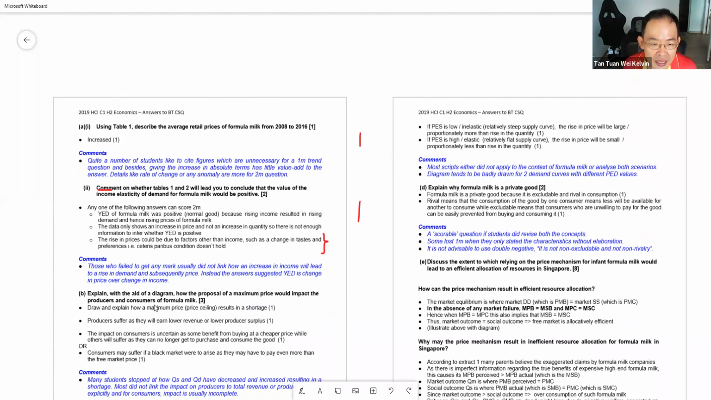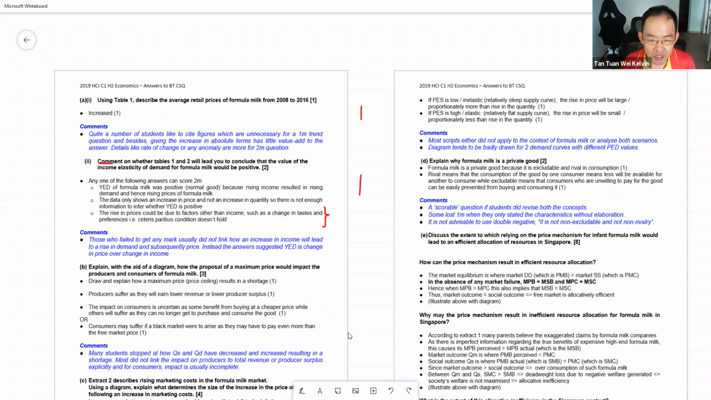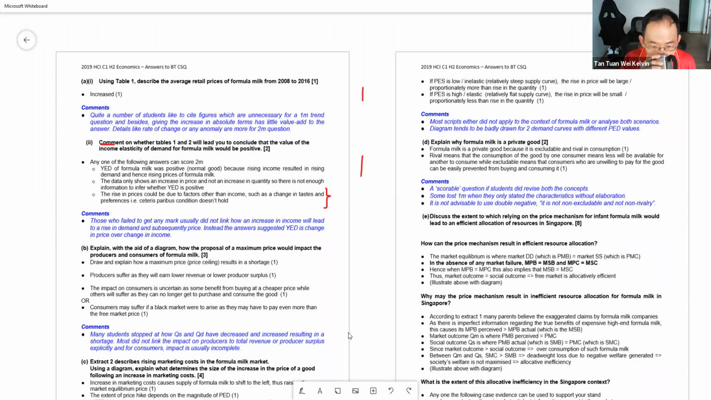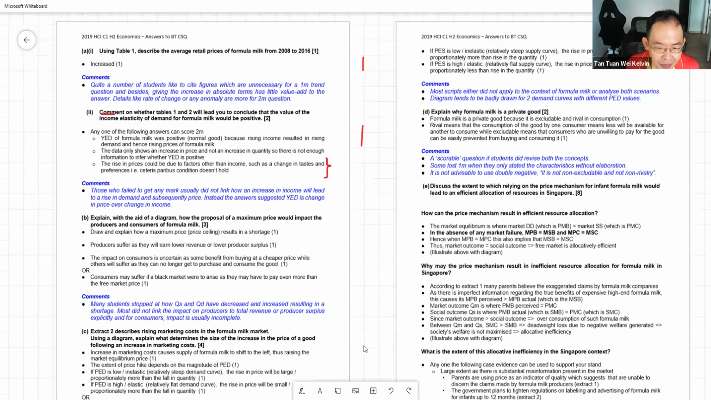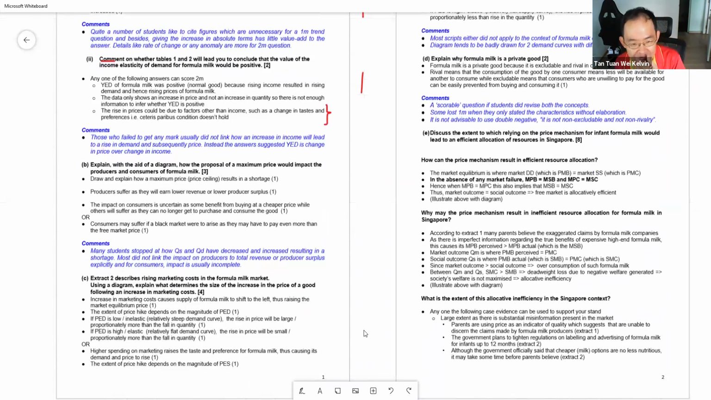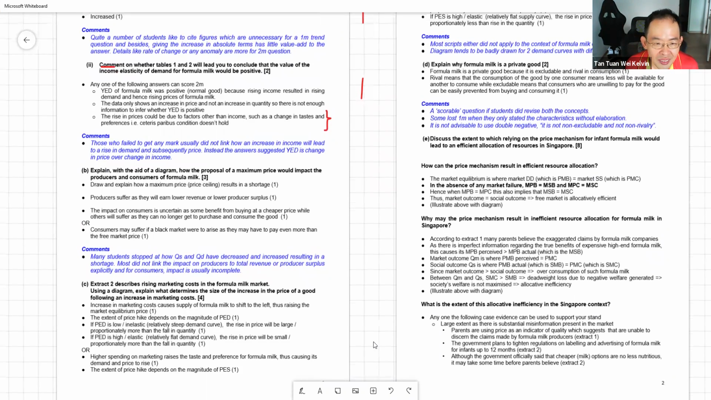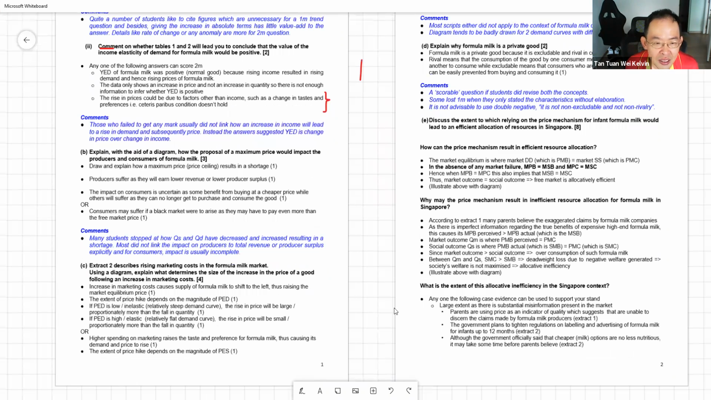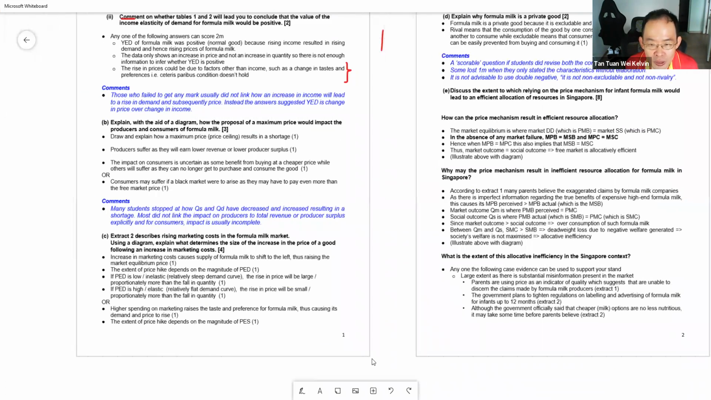For part B, okay, take a look. I think part B is self-explanatory. Okay, so you can read. For part C, okay, part C. So the easiest way to score the mark, let me show you.